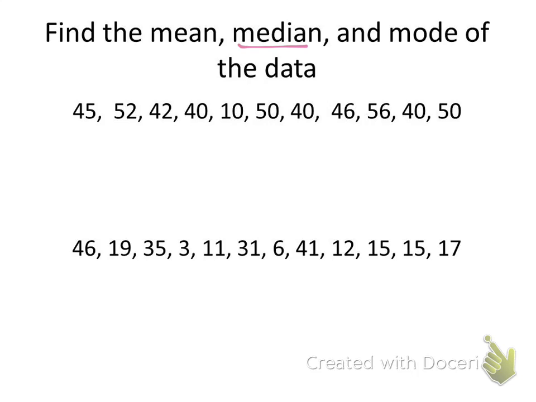So I like to scan my numbers. 10 is my smallest number, and I like to cross it out once I'm done with it. And I look, my next smallest number is 40. I've got another 40 in there, and another. Then I've got a 42.